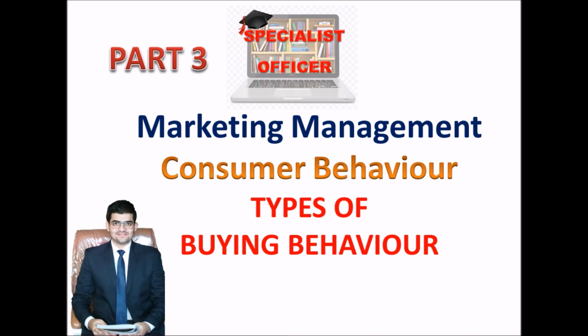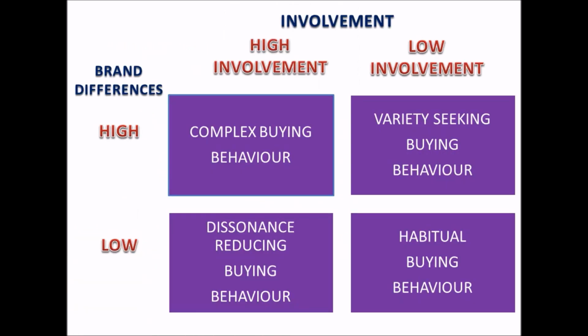So let's begin. This is a 2x2 matrix which shows the various kinds of consumer behavior based on two parameters. First is involvement and second is brand differences. Involvement means the degree to which a customer is involved while making a purchase of a product. And second, brand differences means the degree or the extent to which brand differences are available in the market for that particular product, which a consumer must consider while making a purchase.